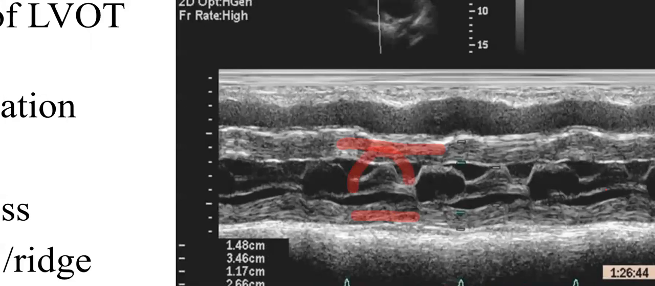You see here, the systolic anterior leaflet goes anteriorly toward the septum in systole. So this is SAM. Okay.